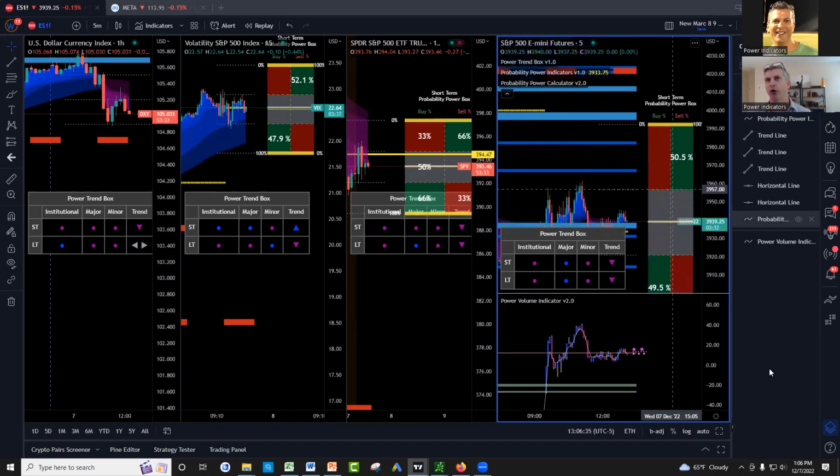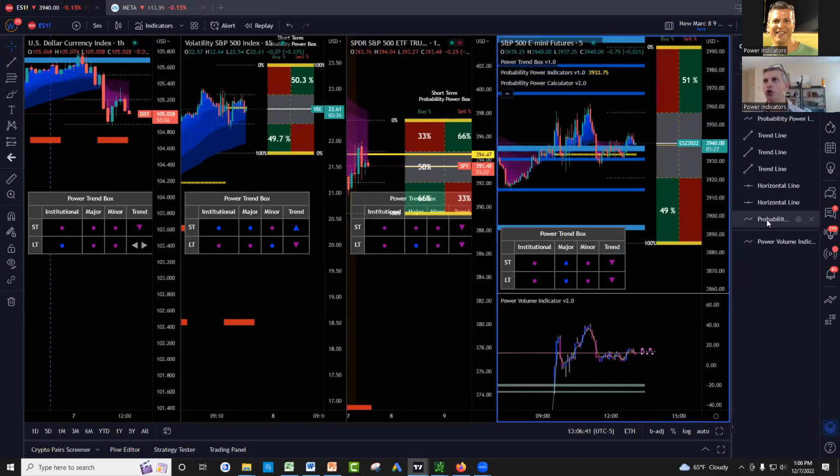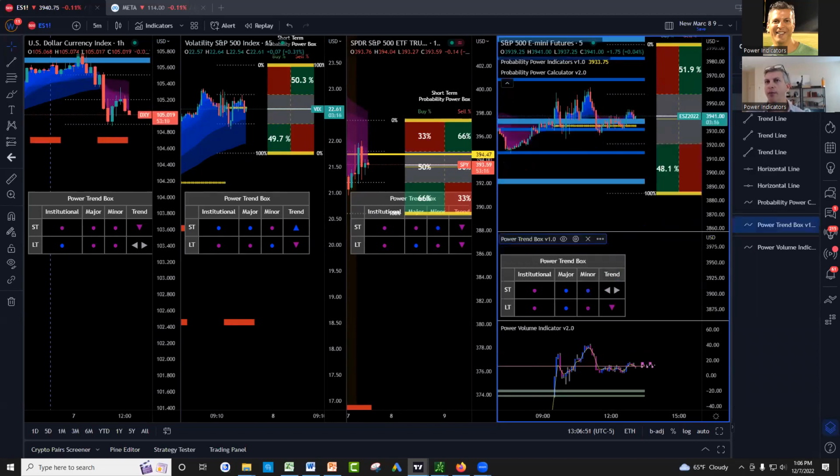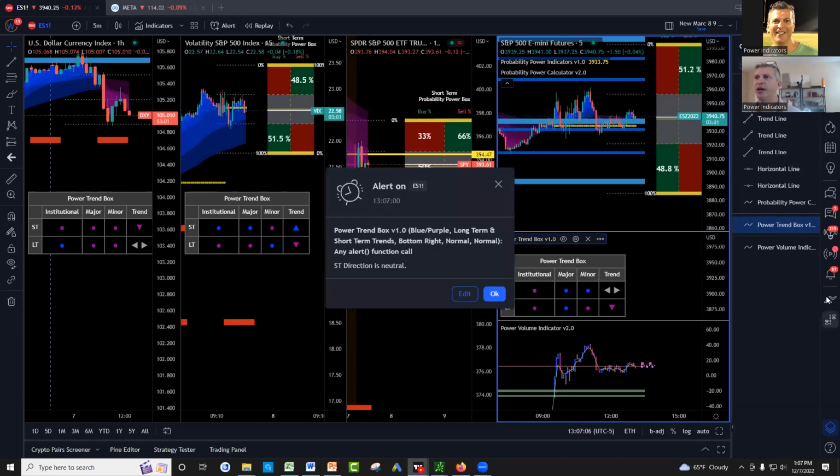Alternatively, there's another thing you can do. You can choose the word trend box here, and look, there's object tree, clone, copy, move to. You can move that to the lower pane. New pane below, and boom, now I have a pane below just for the trend box. So it's up to you. You can put it up, down, left, right. But it's very, very clear.